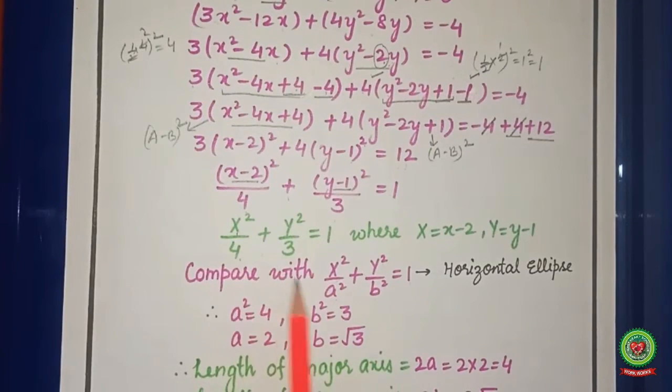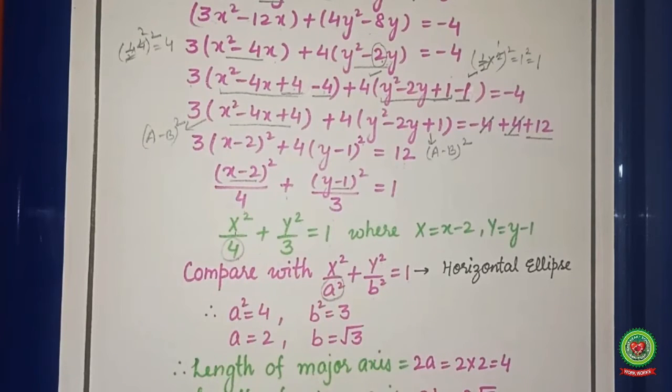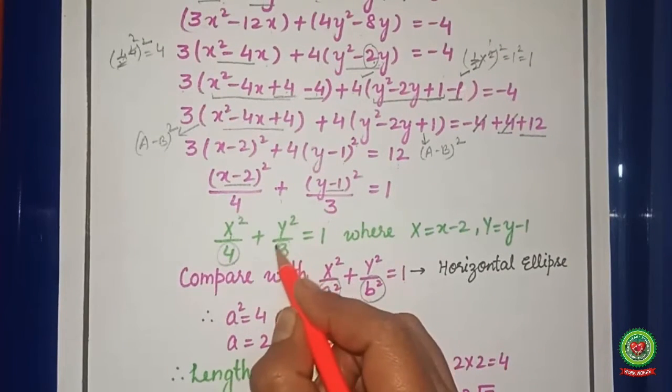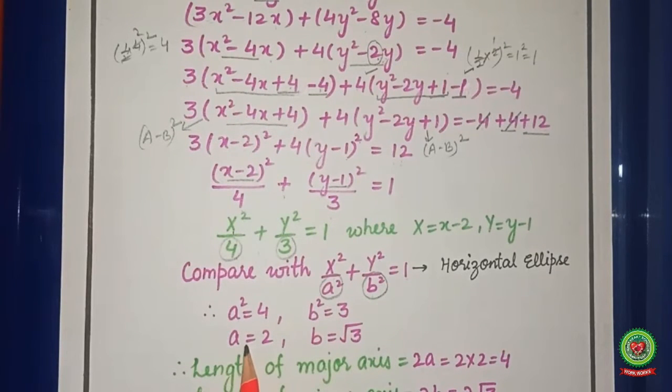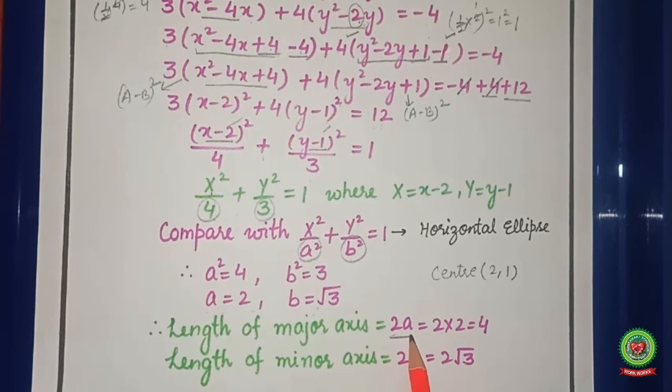Now, here when you compare it, a square is equal to 4 and b square is equal to 3. So, from here we will get the values of a and b. a is equal to 2 and b is equal to under root 3. Length of major axis is equal to 2a. So, put the value of a here. It is 2 into 2, answer is 4. Next is length of minor axis. It is 2b, equal to 2 into, put the value of b, that is under root 3.